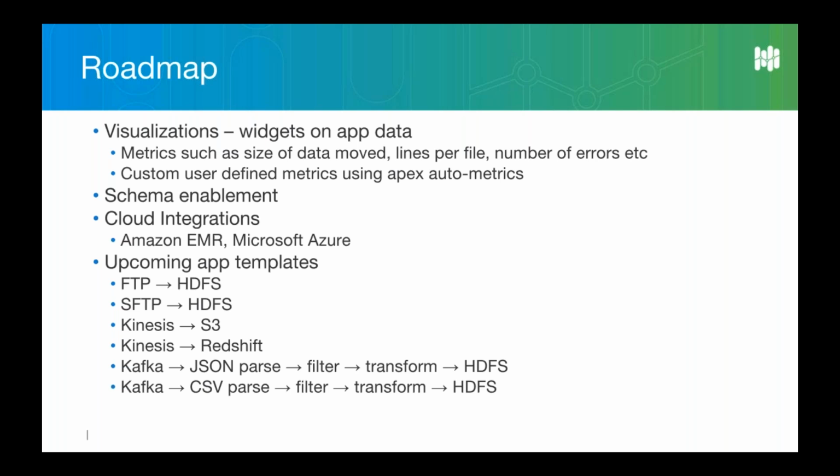Some of the upcoming app templates are FTP to HDFS, Kinesis to S3, and then ETL pipelines such as Kafka via certain parsers like JSON and CSV, with filtering and transformation, and ultimately being written to HDFS. As you can see, some of these ETL pipelines can easily be taken, and you can either change some of the operators or introduce your custom operators into them and create your own application.